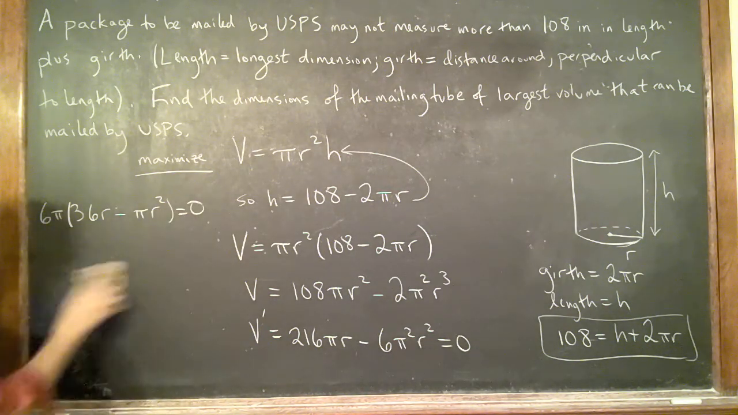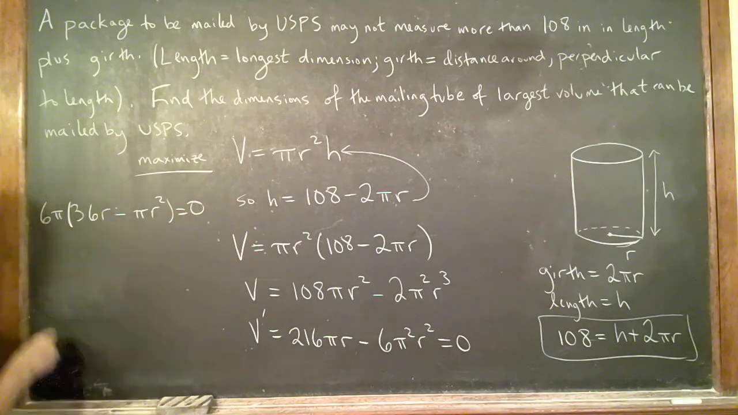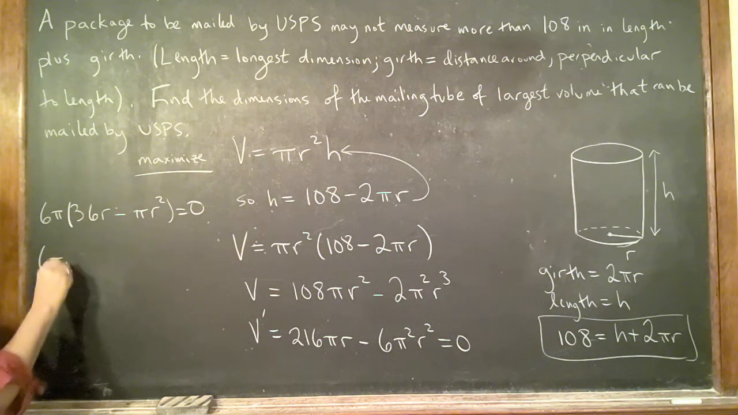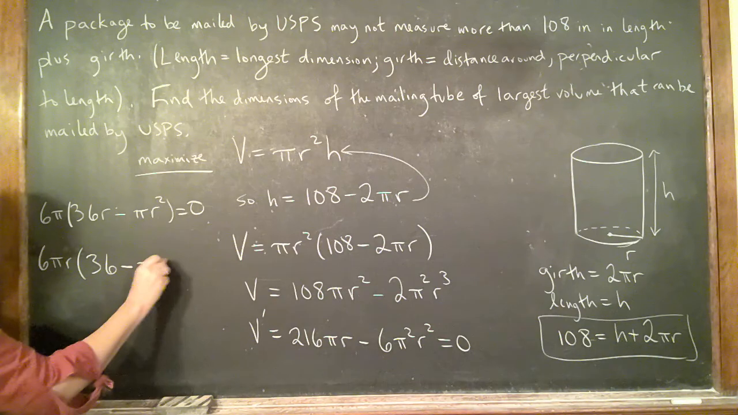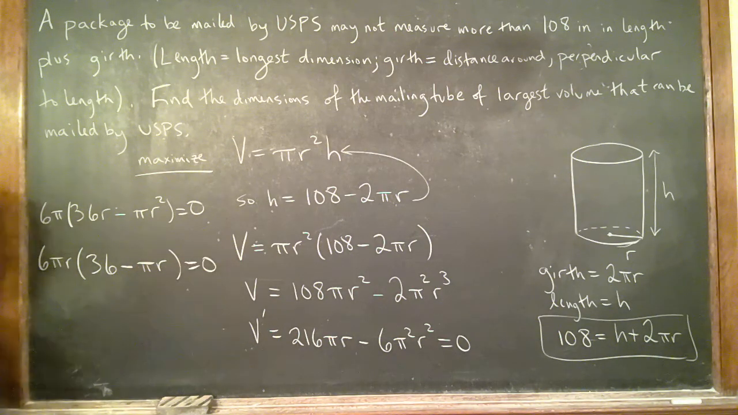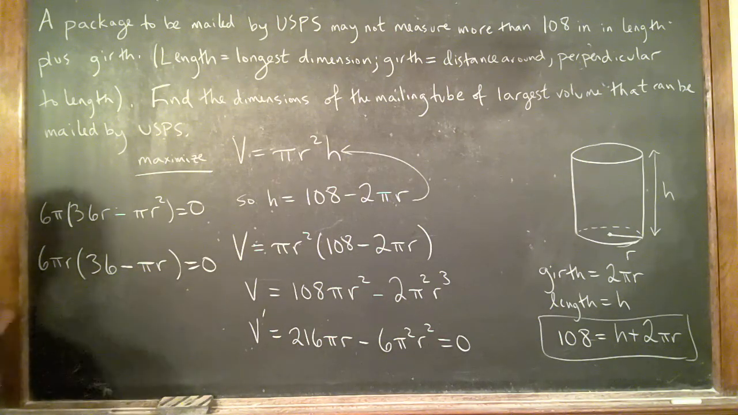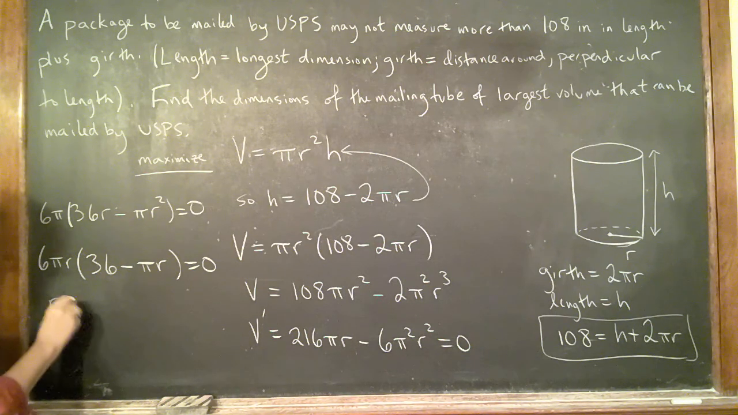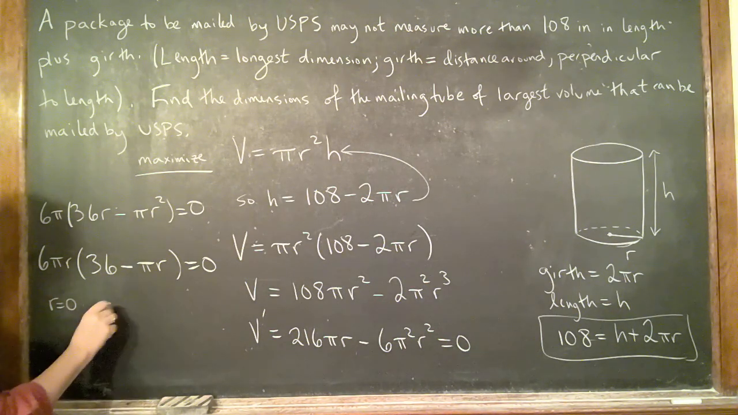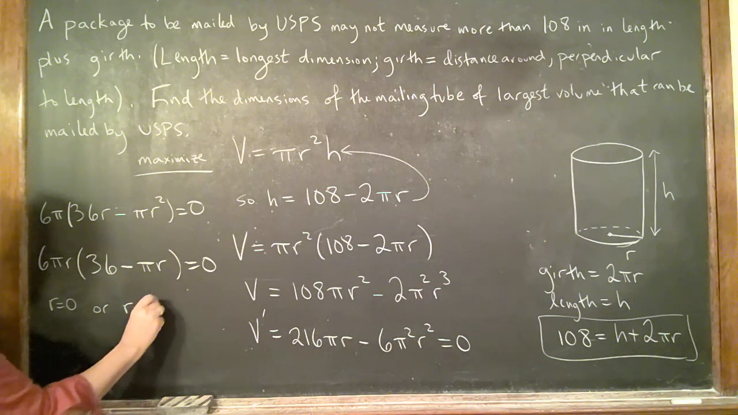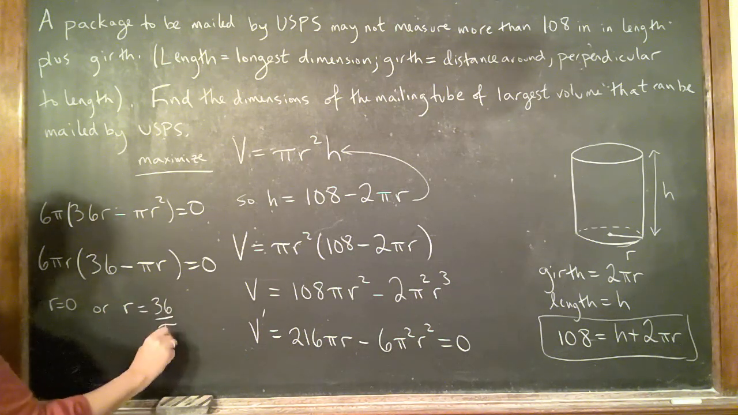I wanted to pull out one with an r too, so let's do that again. 6 pi r times 36 minus pi r equals 0. So r equals 0, which is clearly going to be a minimum, because there's going to be 0 volume, or r equals 36 over pi.